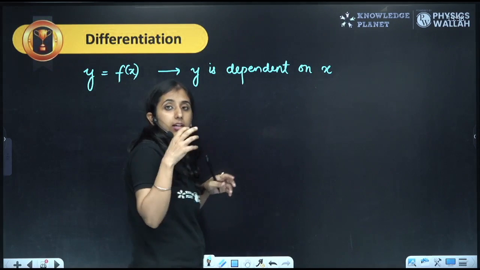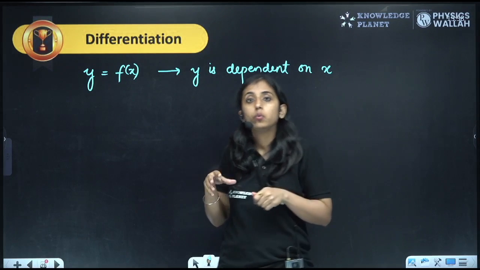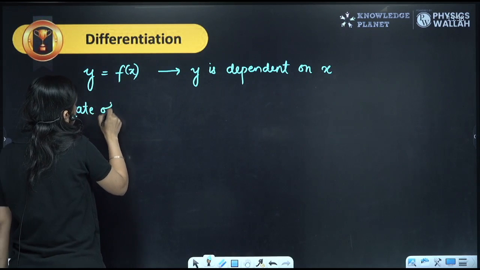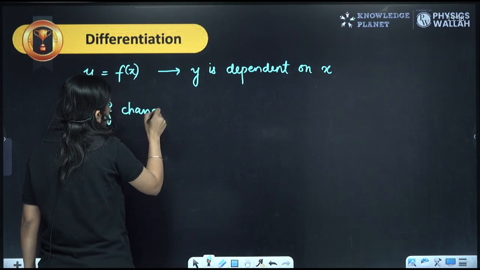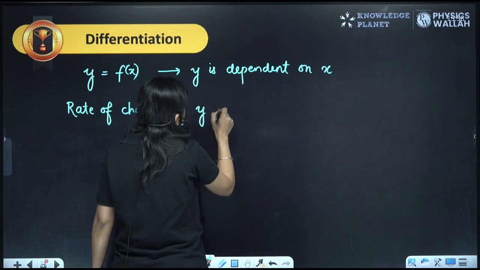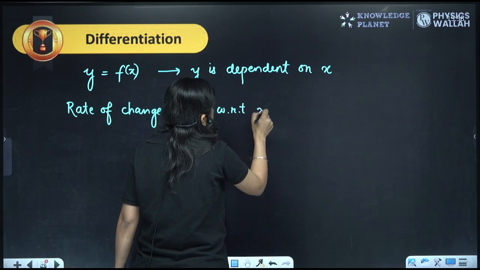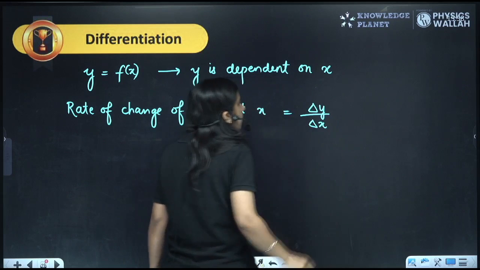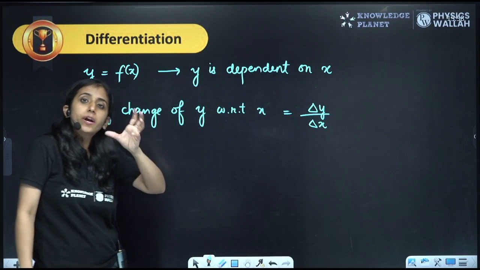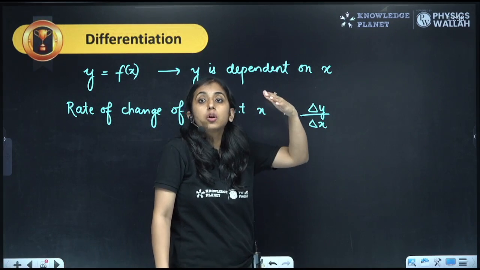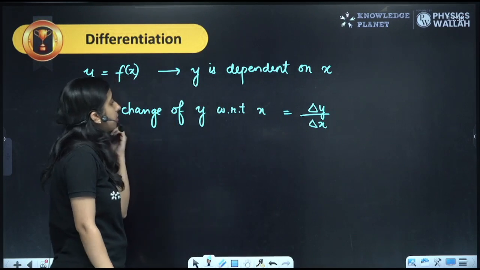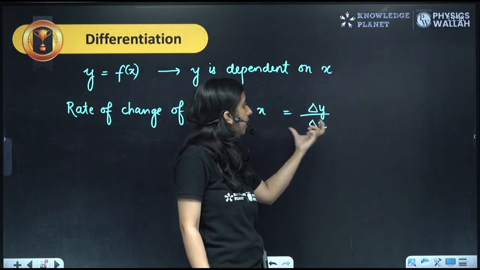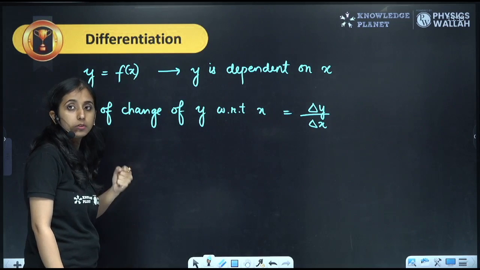Now if I want to find the rate of change of y with respect to x, this will be equal to change in y divided by change in x. If I change x by some delta x amount, then y will change accordingly by some delta y amount. So what will be the rate of change of y with respect to x? It will be delta y by delta x.